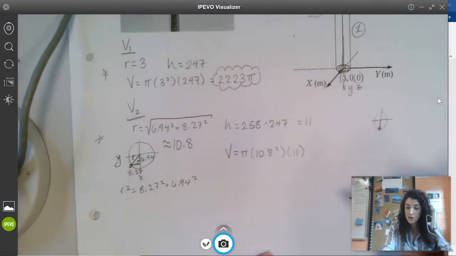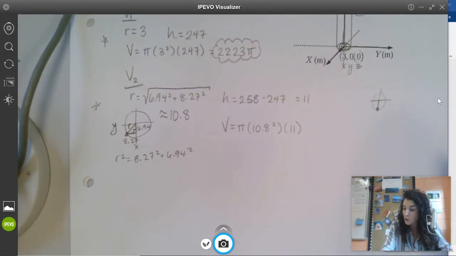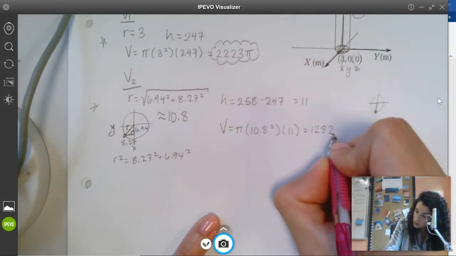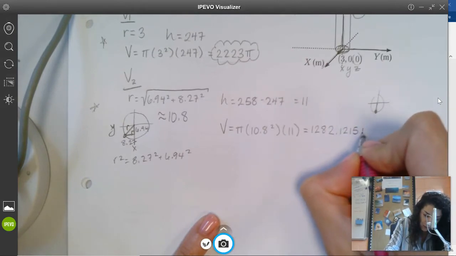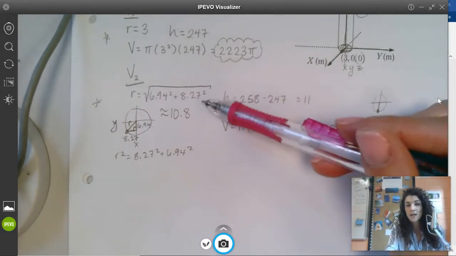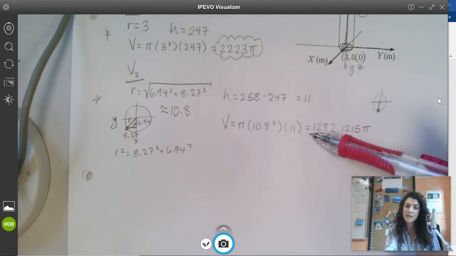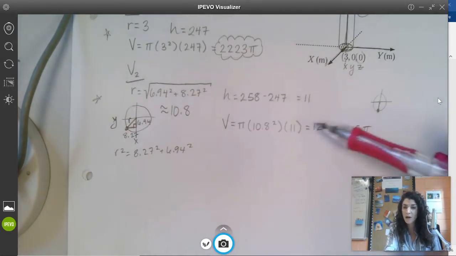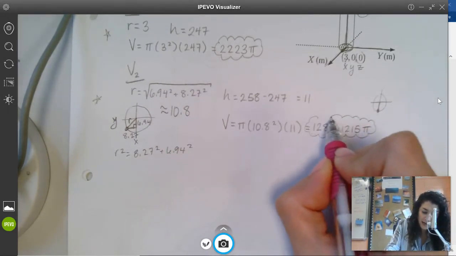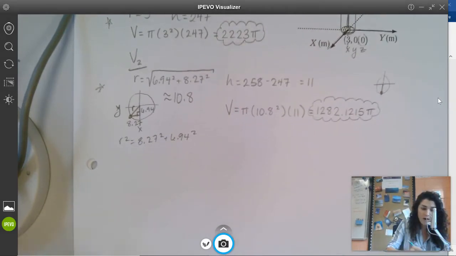I'm going to leave it in terms of pi, and if you re-square this guy, you actually get a decimal that's not too bad. And so it is exactly 128.1215 pi. I recommend you retry calculating that. Did you get this value here? Did you take this thing that you got from the square root over here and square it again and then multiply it by 11? And did you get this value? And then you just leave pi on there like it's a variable. Leaving it in terms of pi makes it exact, which means you're not rounding in the middle of a problem, which means it won't affect your answers later on.